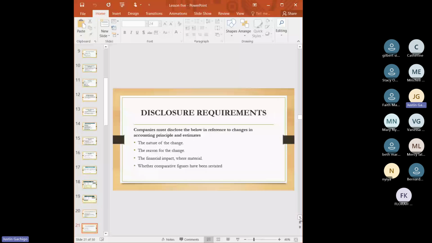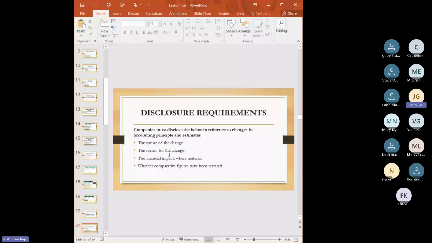Now, there are a few disclosures that you need to make. If, for example, you have made any change, you need to make the disclosure in terms of the nature of the change. Is it a change in principle? Is it a change in estimate? Or is it a change in the reporting entity? Then you need to give a reason for the change. Why did you make a change?